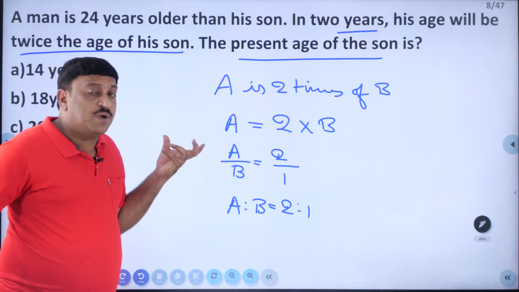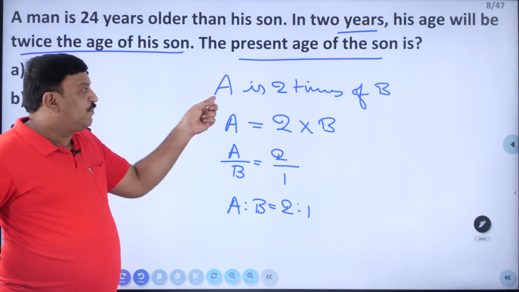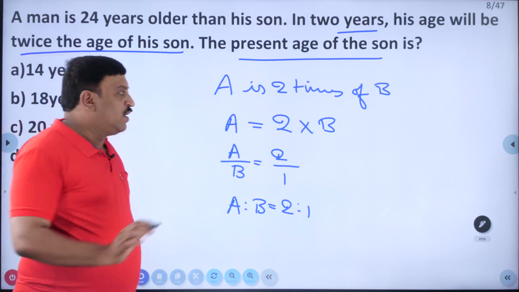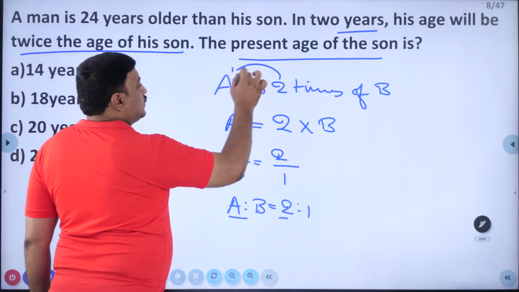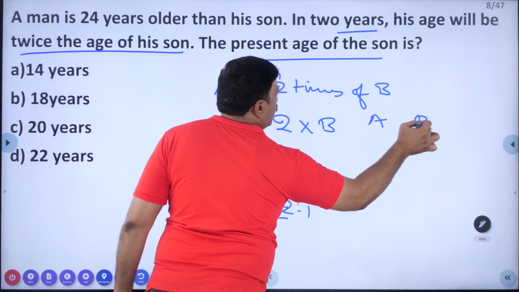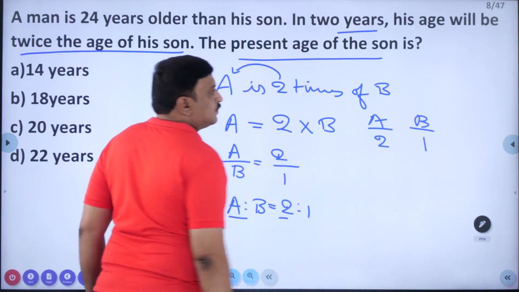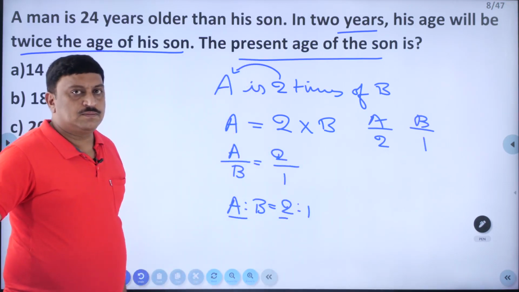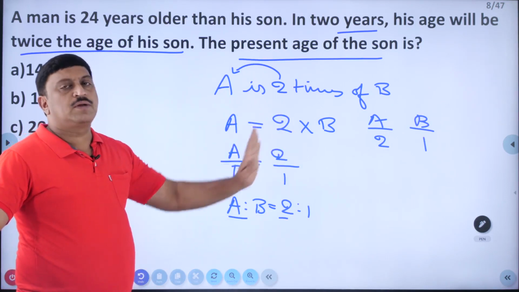Right? This is 2 times of B. How to convert that? We won't write all these things. But by taking A is 2 times of B, since we got 2 is to 1, for A put 2. From now onwards we don't write all these things. For A it is 2, for B it is 1. If A is 3 times of B, what is the ratio? 3 is to 1.